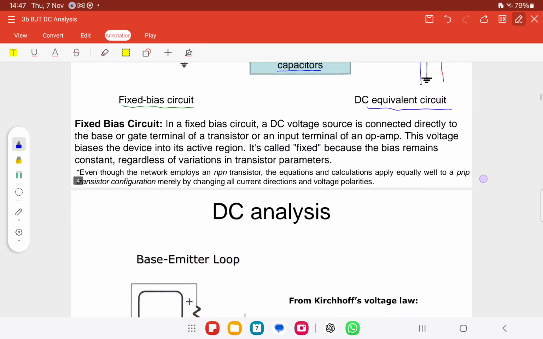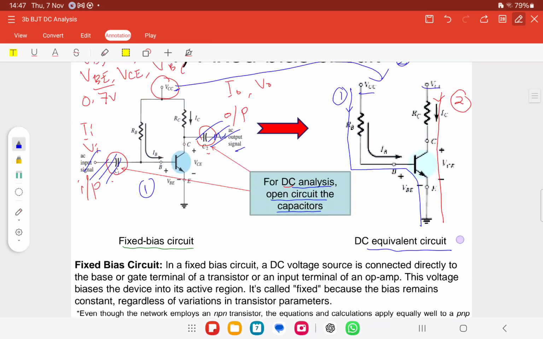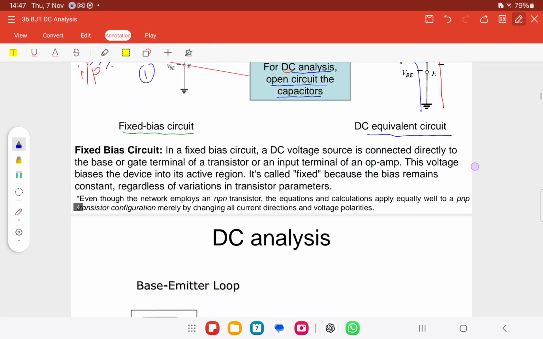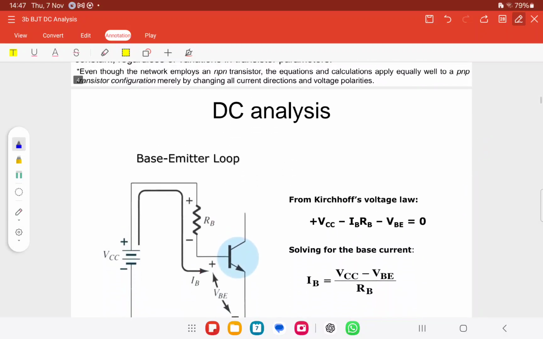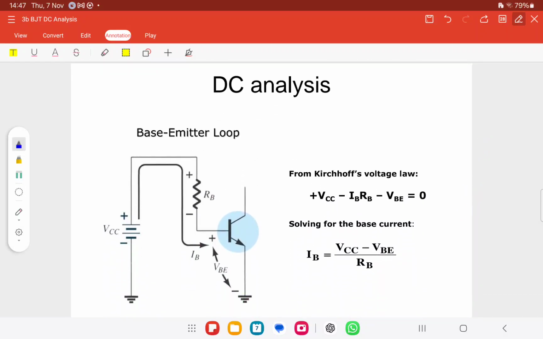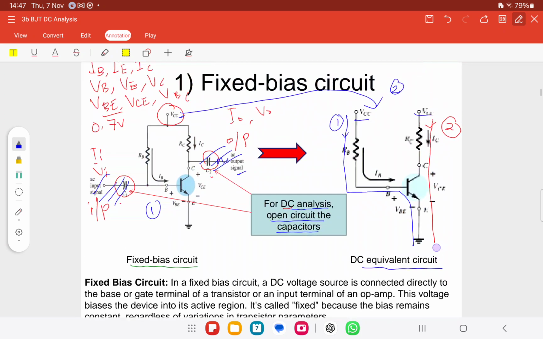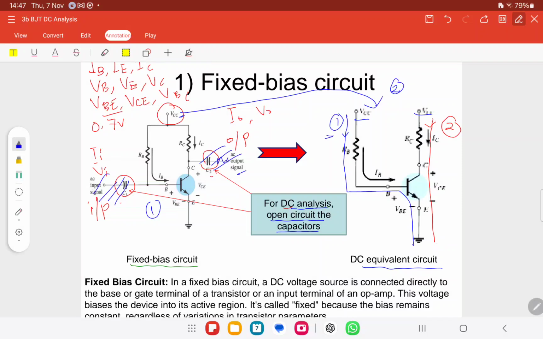Alright. So now we want to do this. We want to do the KVL. Now we have determined the circuit and determined the 2 paths. Now we want to do the KVL. Why? Because from the KVL we can get all these I and V. Okay, so this circuit, the base emitter loop, is actually path number 1.